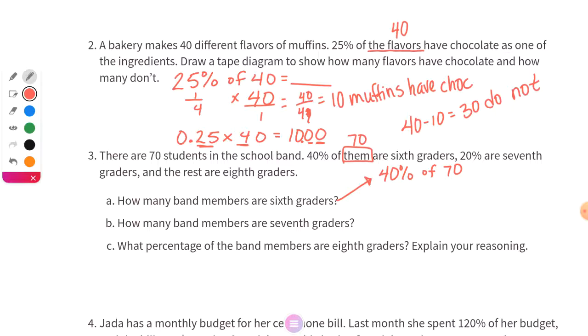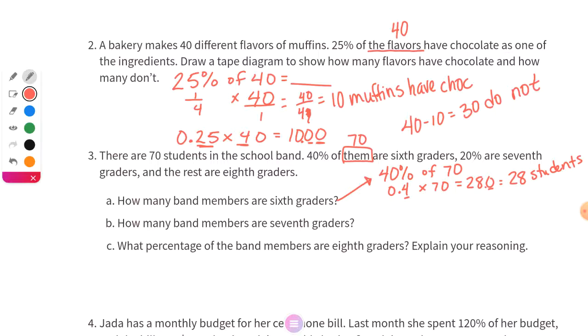Lily, how did you solve this? 0.40. Okay, so you changed it to the decimal form. Times 70. Lily, what's 4 times 7? 28, and then I have to add my 0. Where do I put my decimal point? After the 8. Yeah, it's because there's one decimal place, one decimal place. So that means that 28 students in the band are in 6th grade.